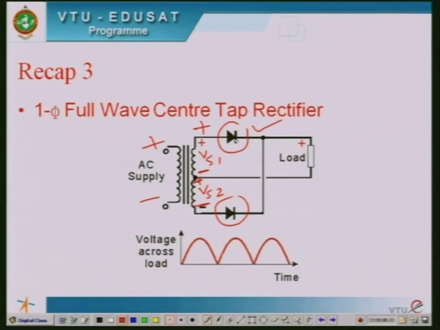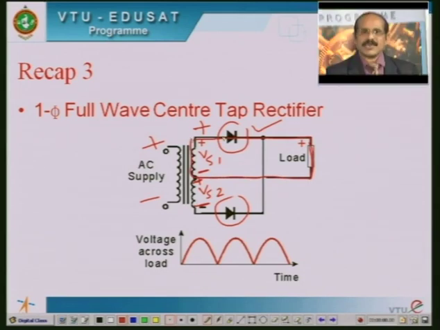Therefore when diode D1 conducts, a current flows from this positive terminal through the diode, then through the load and back. So this is the flow of the current when diode D1 conducts. When diode D1 conducts, the load terminals are connected to the source terminals, and once again the output becomes equal to the input here.